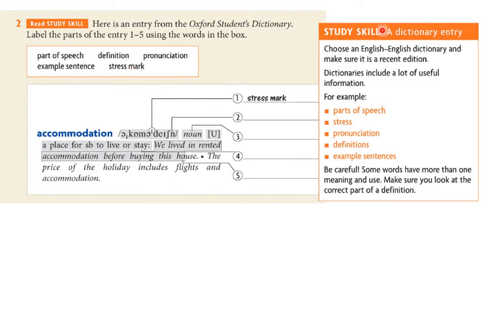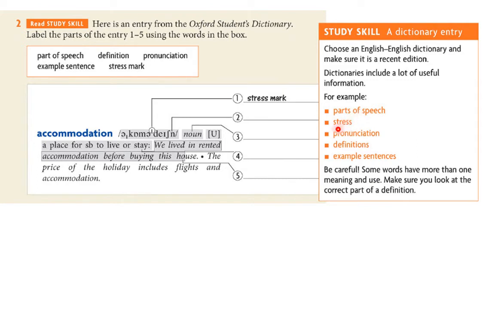Let's go to the study skill, a dictionary entry. Choose an English dictionary and make sure it is a recent edition. Dictionaries include a lot of useful information. For example, part of speech. Part of speech means whether the word is a noun, verb, adjective, or adverb. And it is also important because the use of the word in writing a sentence is different if it is a verb or a noun.